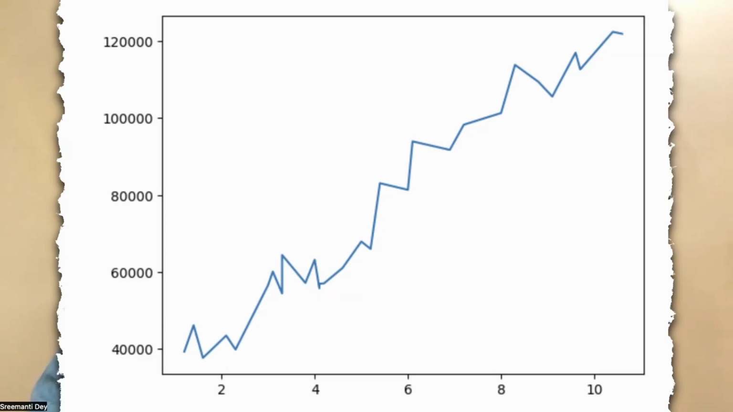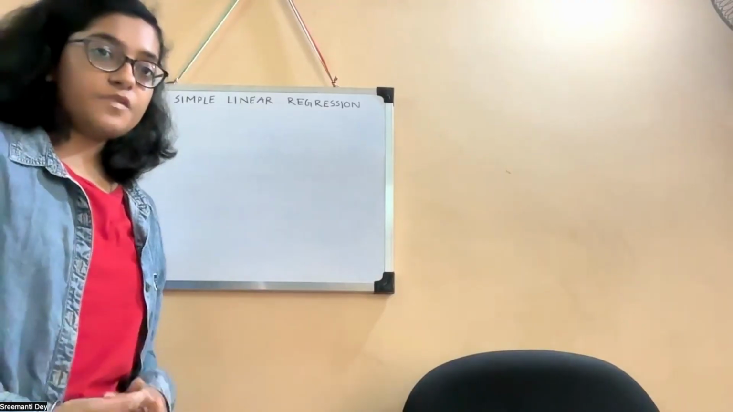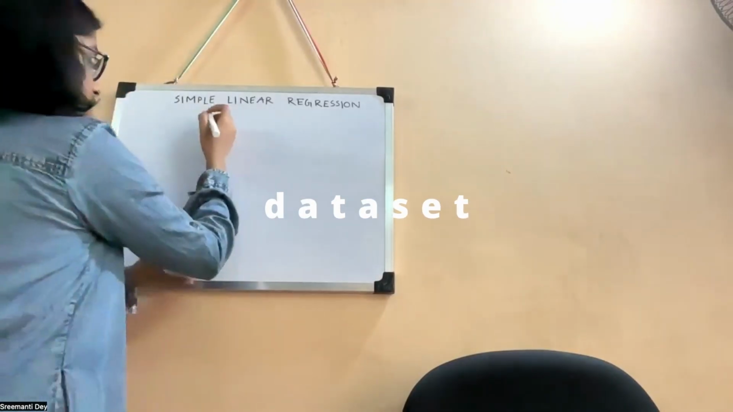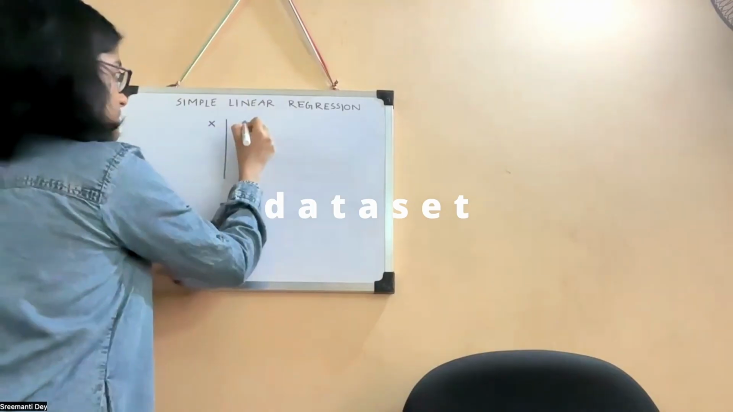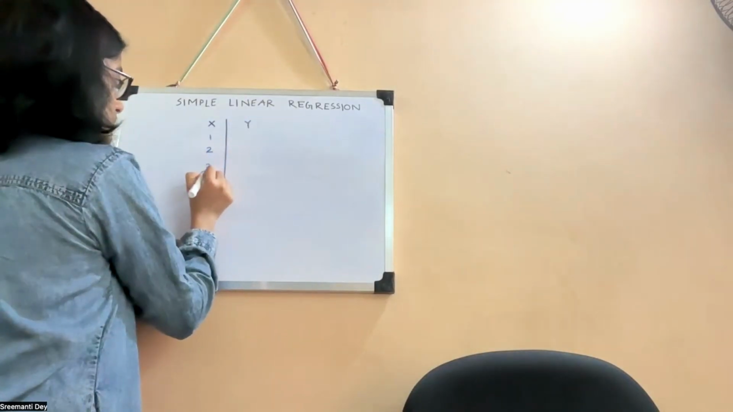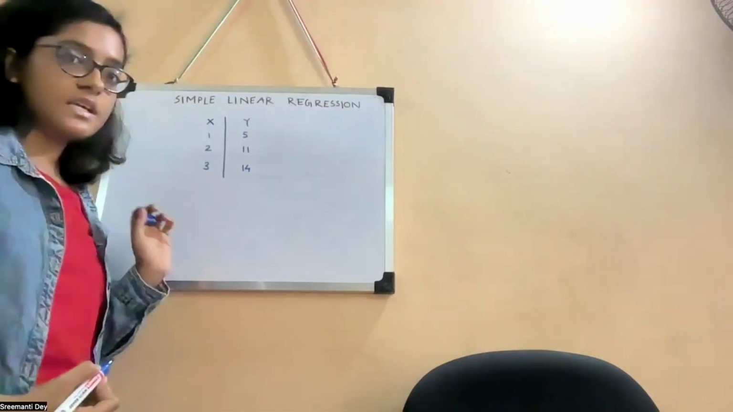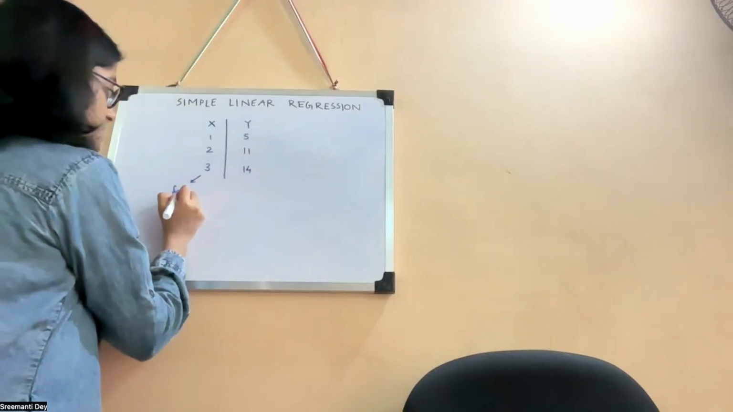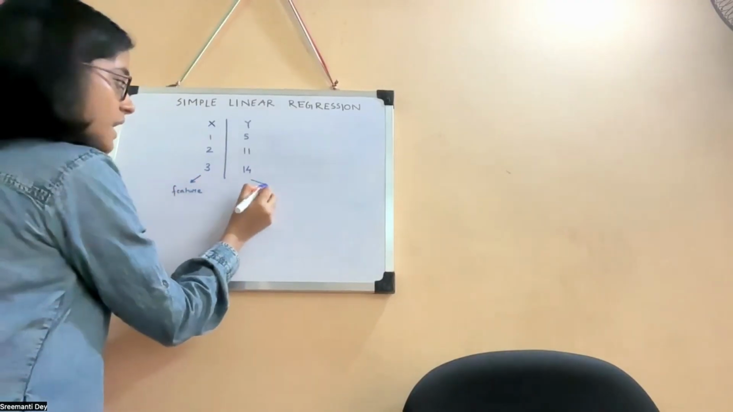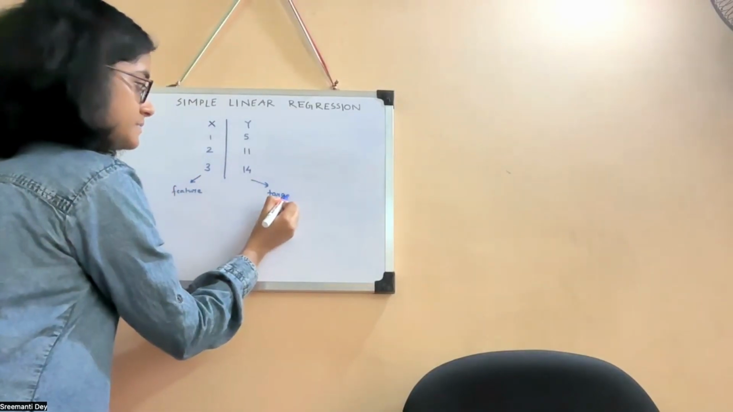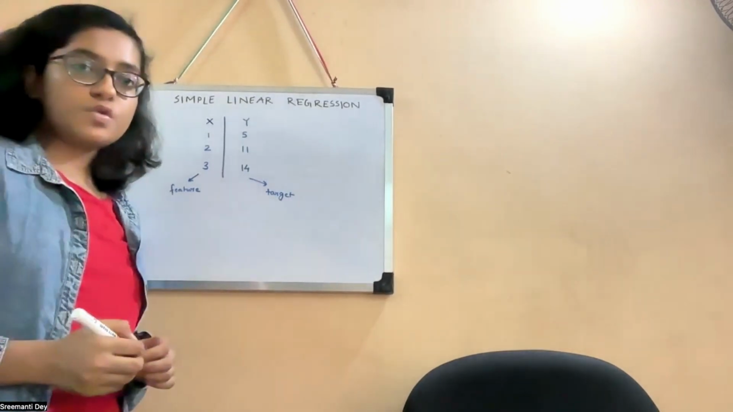Okay, so now I'll be talking about an example dataset and I'll show you how we can plot the points, because whenever we deal with any machine learning problem, the first thing is to plot the points. So the first thing that comes is what kind of dataset are we looking at? So this is an example dataset. This x is the feature. This y is the target. So the first thing that we need to do is plot the points.